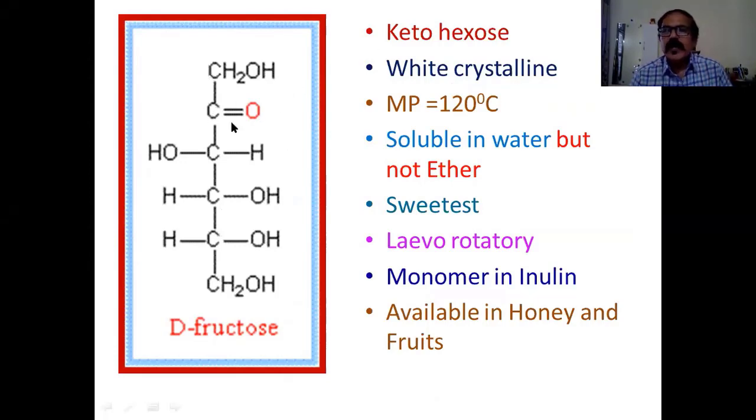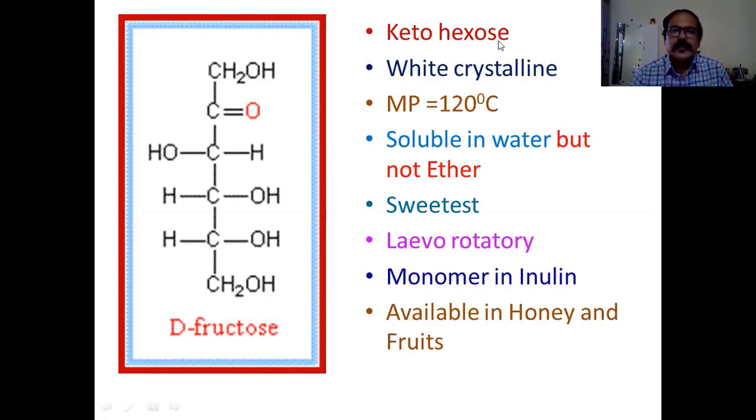What is the difference between aldehyde and ketone? The aldehyde group has a C double bond O and a hydrogen, and it will be at the terminal. Whereas ketone has C double bond O and it will have 2 alkyl groups on 2 sides. That is called a ketone.